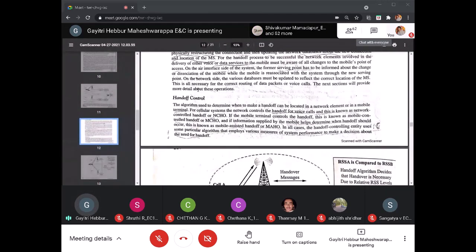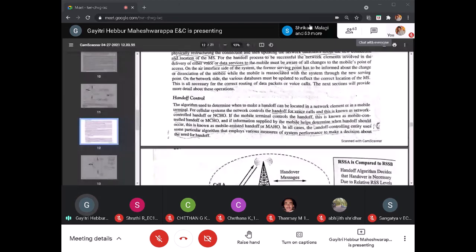And the third one is if the information supplied by the mobile helps to determine that the handoff should occur. This is known as mobile assisted handoff. Anyway, the network will take the decision based on the received signal strength from the MS. Along with that, the mobile also will inform the radio base station: I'm moving to some other coverage area, I'm getting more power than your output power, so I'm moving to some radio base station nearby. So it gives the information to the radio base station. That is called mobile assisted handoff.